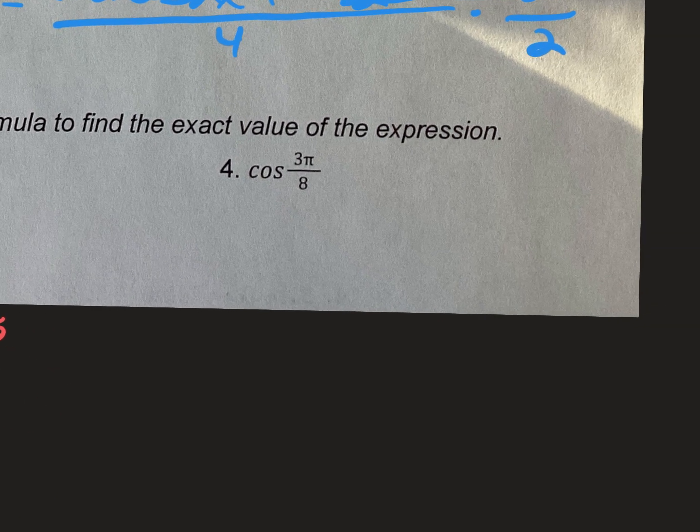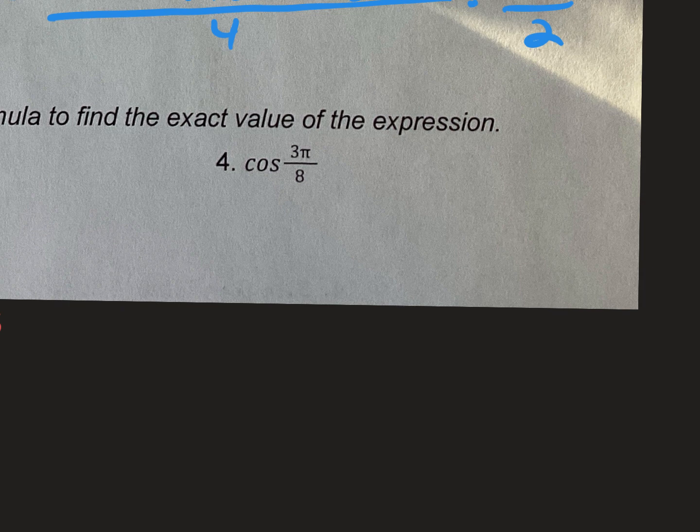Number 4, cosine 3 pi over 8. 3 pi over 8 is half of 3 pi over 4. Sorry, I said that backwards. If I were to double 3 pi over 8, I would get 3 pi over 4. So 3 pi over 4 divided by 2 is 3 pi over 8. So it's cosine this time. I'm going plus or minus square root of 1 plus cosine 3 pi over 4, all over 2.